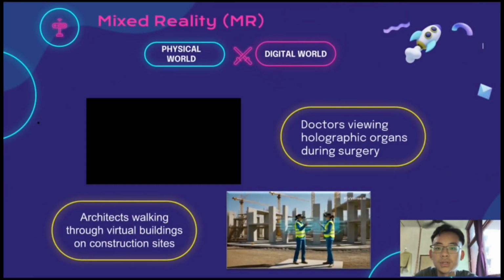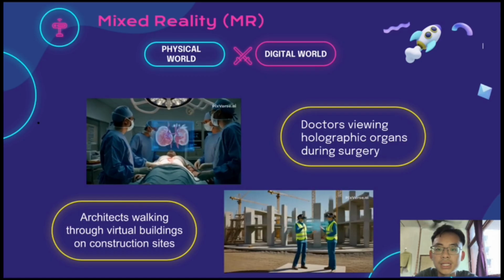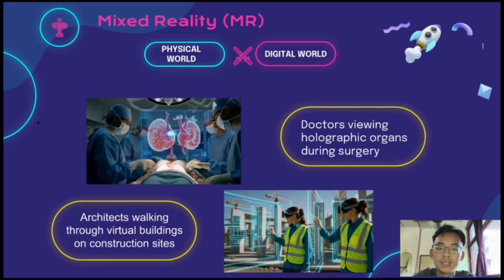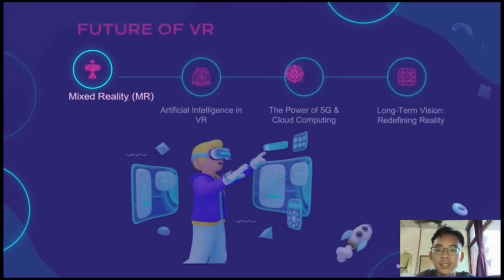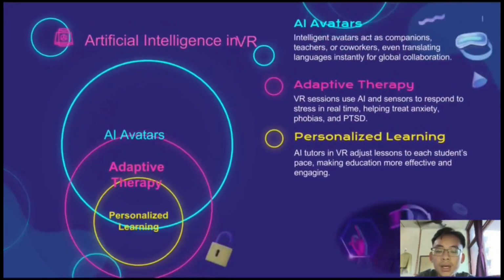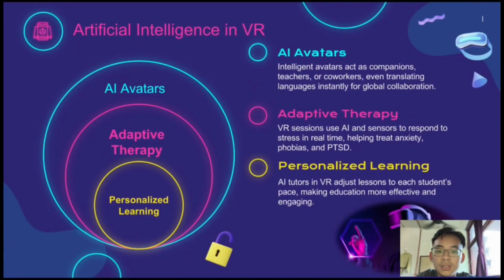VR's future is moving beyond the headset to blend with our real world. This is mixed reality. Imagine a surgeon seeing holographic organs during an operation, or an architect working through a virtual building right on the construction site. The digital and physical are merging now. Now, add artificial intelligence to make this world intelligent. AI avatars can act as teachers or translators for global teams. VR therapy can adapt in real time to treat anxiety, and AI tutors can personalize learning for every student, making education truly immersive and effective.